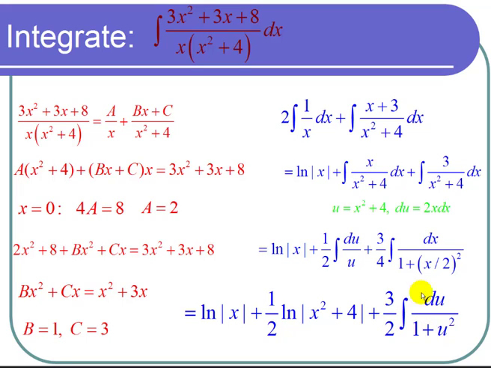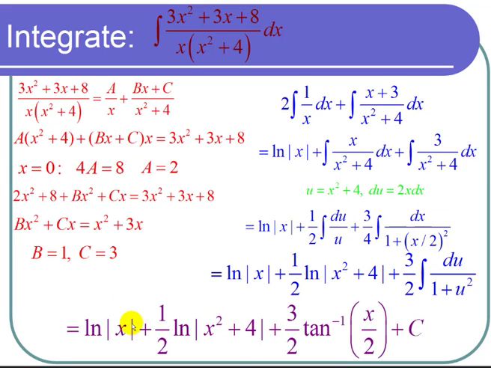So now this integral here is an arctangent. So what I get finally is the natural log of x plus 1/2 the natural log of x squared plus 4 plus 3/2 the arctangent of u, and u is x over 2, plus C. And I'm done with the problem.